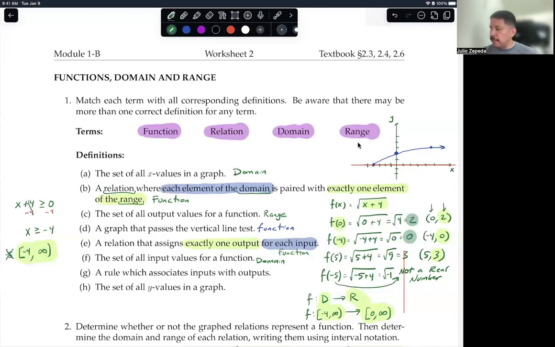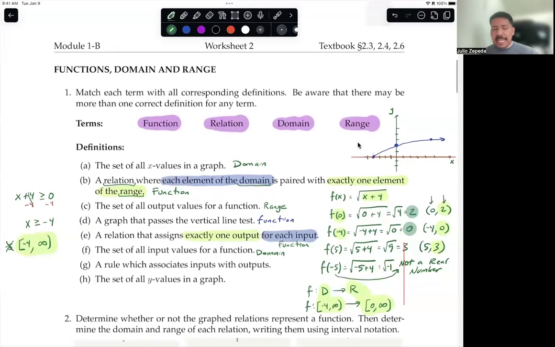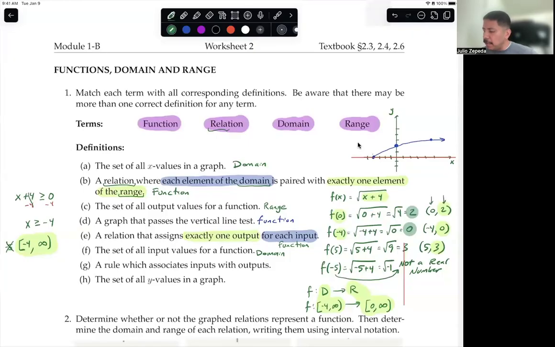Okay, then we can move on to G, a rule which associates inputs and outputs. A rule that associates inputs and outputs is what's called a relation. I am not going to get too deep into what a relation is, but a relation is essentially a pairing of inputs and outputs, but it's not necessary for each element in the domain to be paired with exactly one element of the range for just a relation.